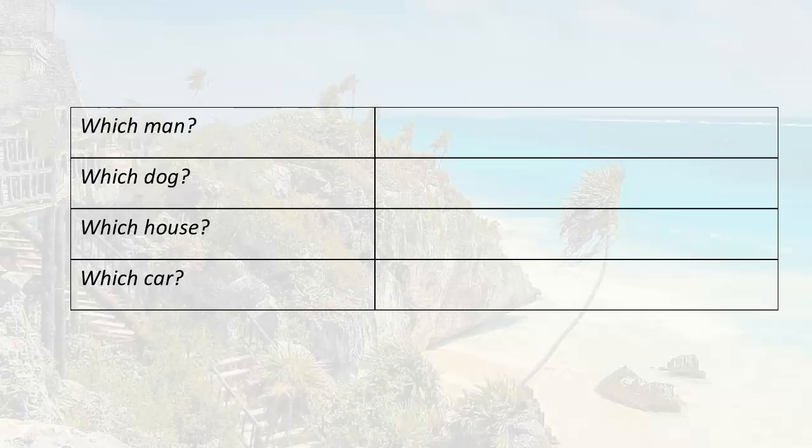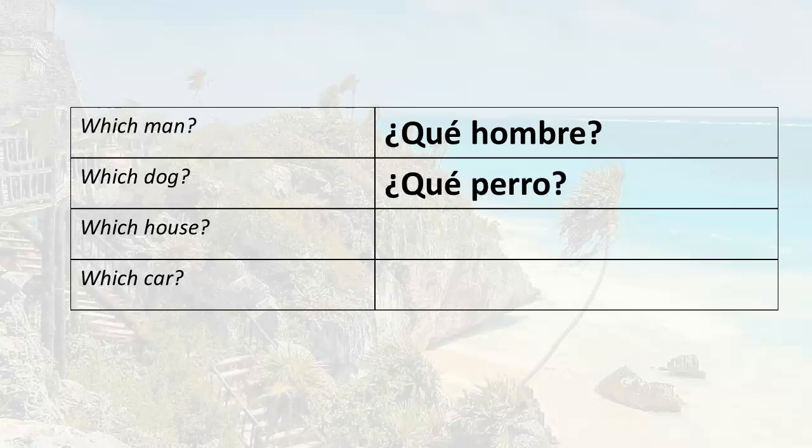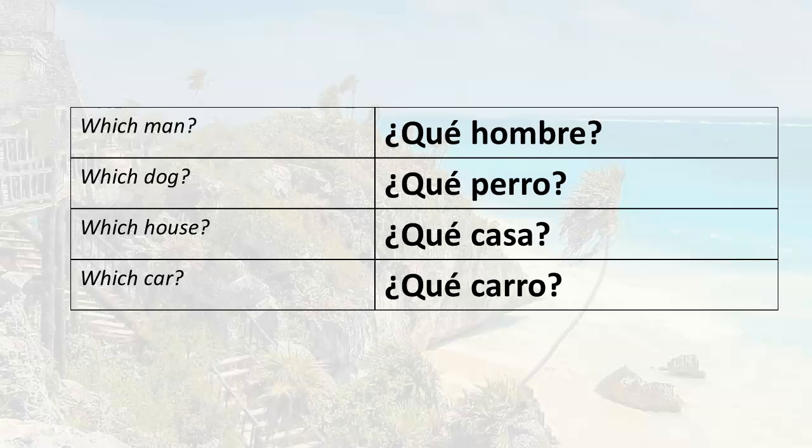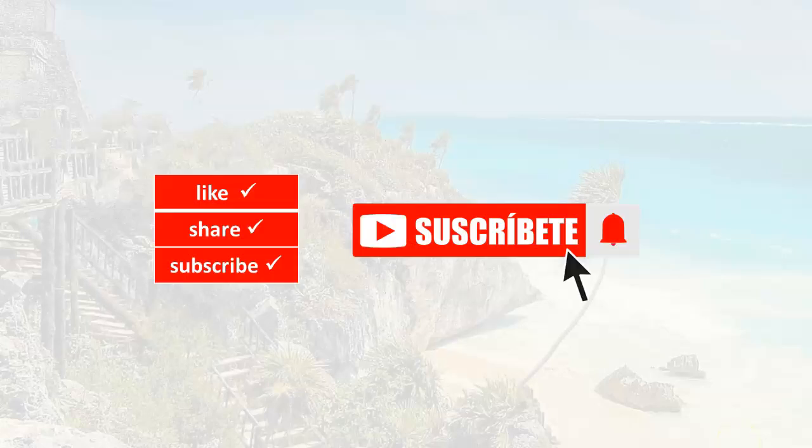Okay. Now, along those lines of a noun immediately following, let's simplify. If I wanted to just say which man, it would be ¿Qué hombre? Which dog? ¿Qué perro? Which house? ¿Qué casa? And finally, which car? Using carro, ¿Qué carro?